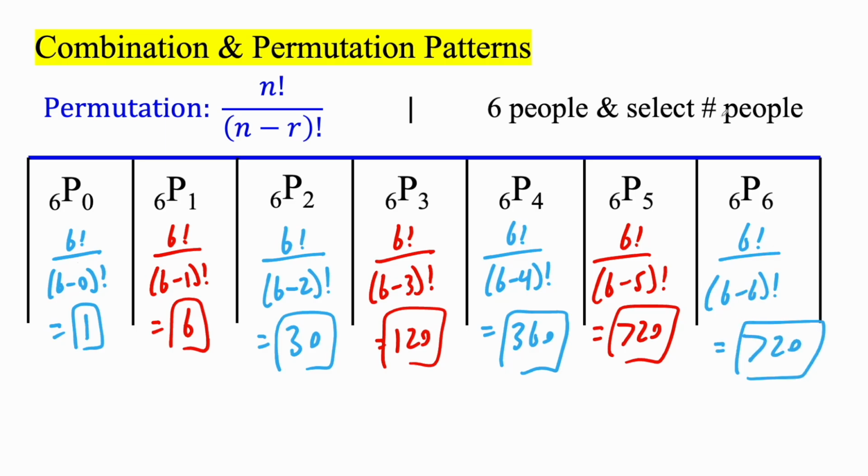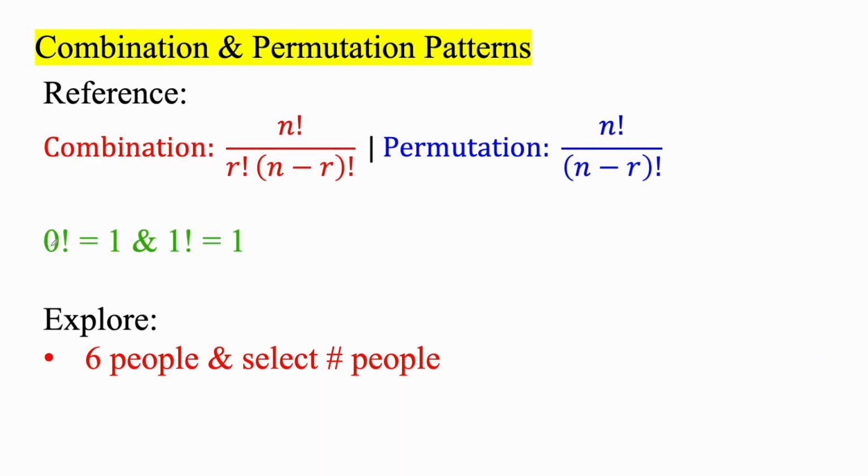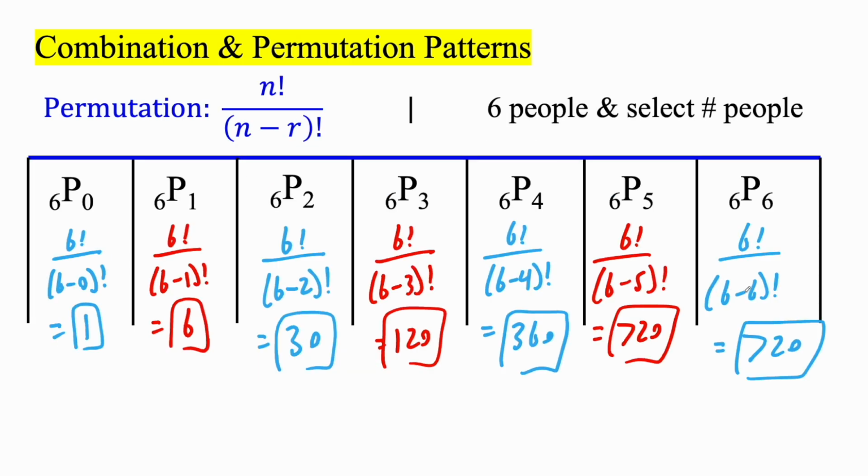But maybe at this point, pause the video here and make some observation like, why are these two the same? How come this piece and this piece are different? Okay, so first, why are these two the same? Well, 0 factorial and 1 factorial, they're both equal to 1. So 6 minus 6 is 0 factorial, so 1. 6 minus 5 is 1. 1 factorial is also 1. And 6 factorial gives you 720.